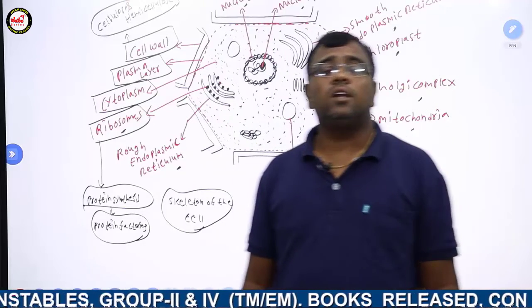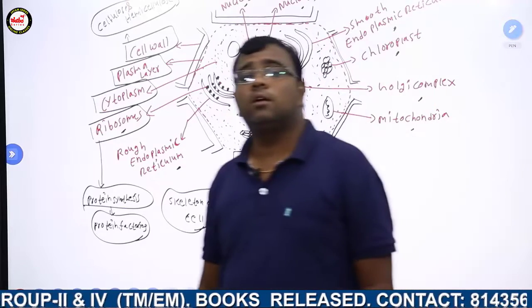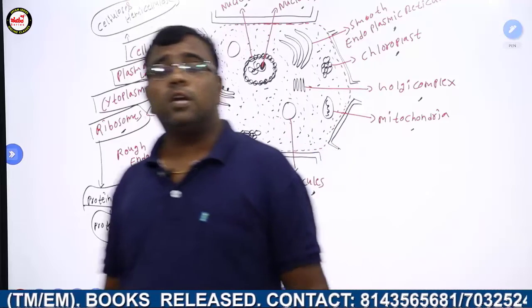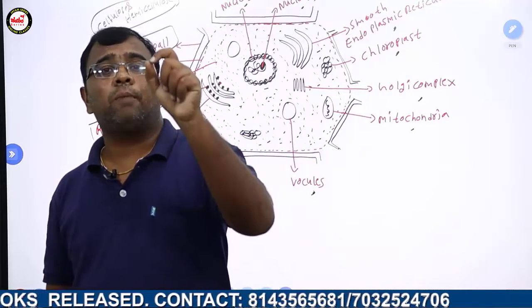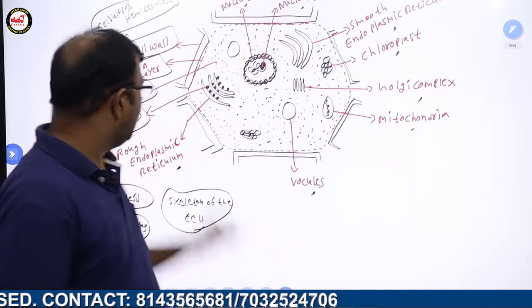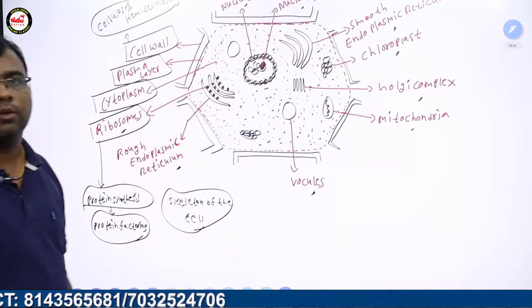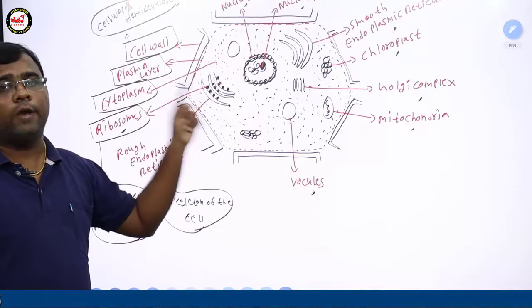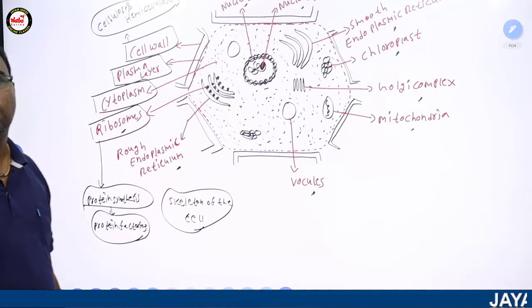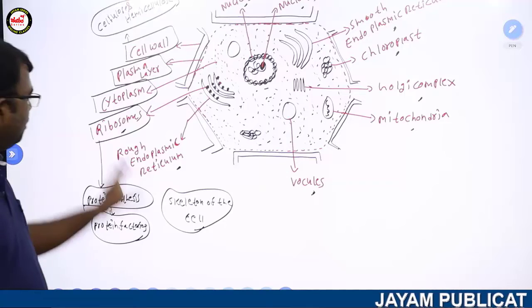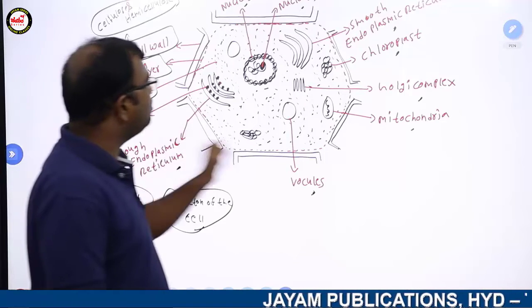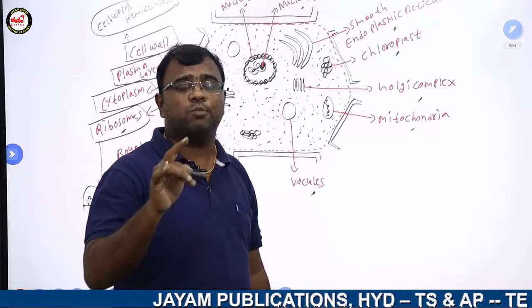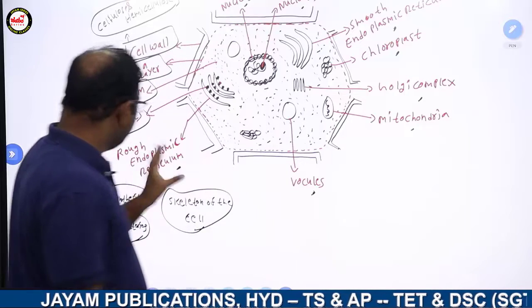Which part is the skeleton of the plant cell? The answer is endoplasmic reticulum. Which part is a net-like structure in the plant cell? Endoplasmic reticulum. The endoplasmic reticulum is divided into two types.